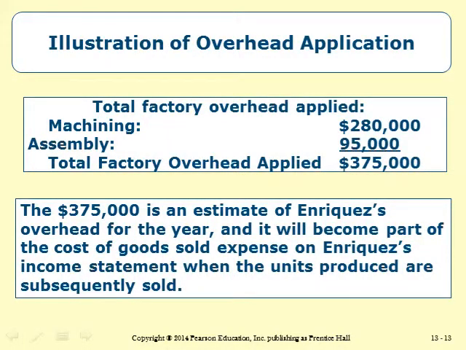The $375,000 is an estimate of Enriquez's overhead for the year, and it will become part of the cost of goods sold on Enriquez's income statement when the units produced are subsequently sold.